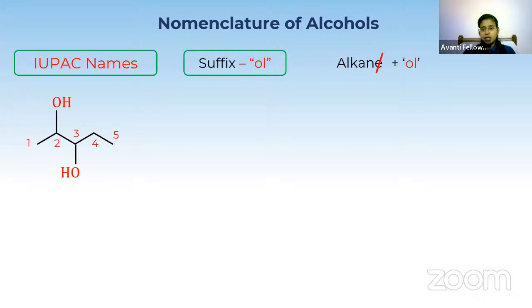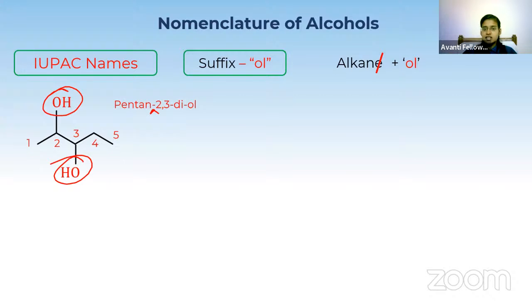We have 5 carbons, so it is called pentane. And 2 OH are there. One is on the second carbon and the other one is on the third carbon. What do we have to do? No, it is not pentene. It is pentane only. But we have to replace the E. We should not write the E here. It is pentane-2,3-diol. Pentane-2,3-diol. Okay.